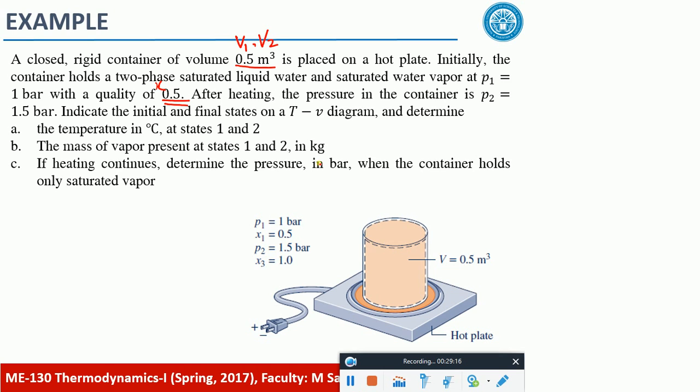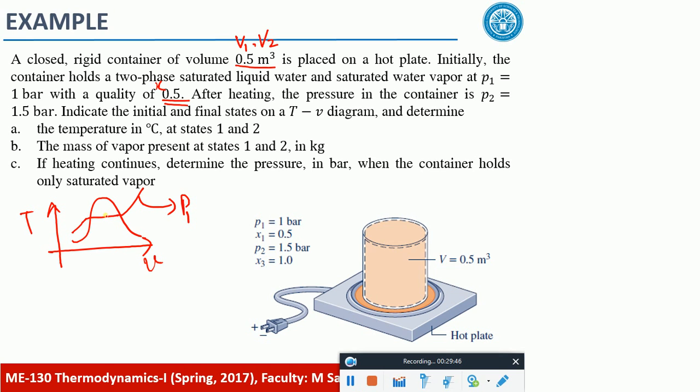Okay. Now after heating, the pressure in the container is P2 equals 1.5 bar. Now just think of it. For example, if I am trying to plot a TV projection for this, this is the vapor dome. Now these are the isobars. For example, this isobar is related to P1.